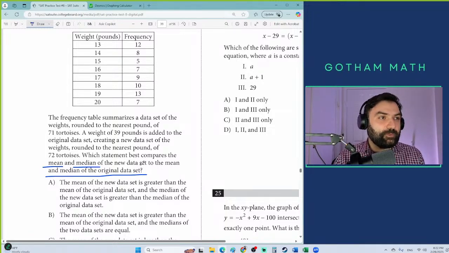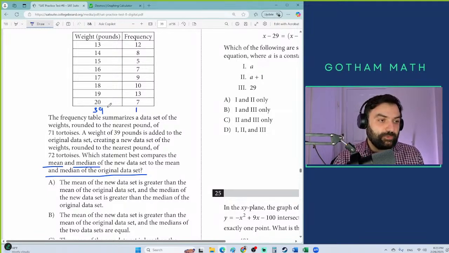All right, so what do we see? 71 tortoises. So it's like how many of them are 71. So it's probably this adds up to 71, because the left side is just how many pounds they are. And they say that one more is added. So a much bigger number is added, like 39 is being added. And it's going to be 39 and 1. So what will happen?